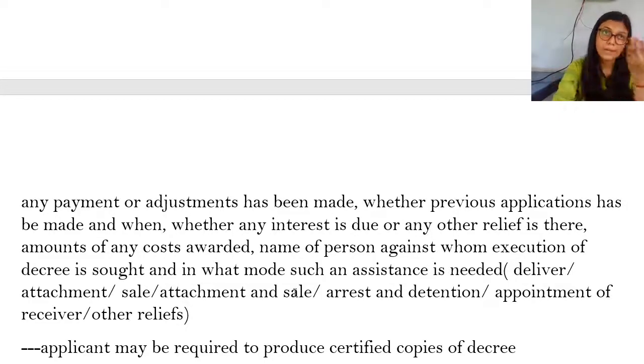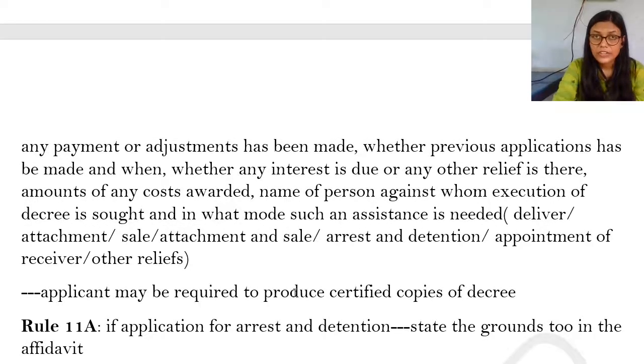Then you may also be required to produce the original copies of the decree. Now rule number 11A is saying that if you are asking for the mode of execution by arrest and detention, you also have to state the grounds for which you are asking for it. You have to write that in the affidavit, that I feel such and such thing will happen, this is why I feel an arrest is necessary.